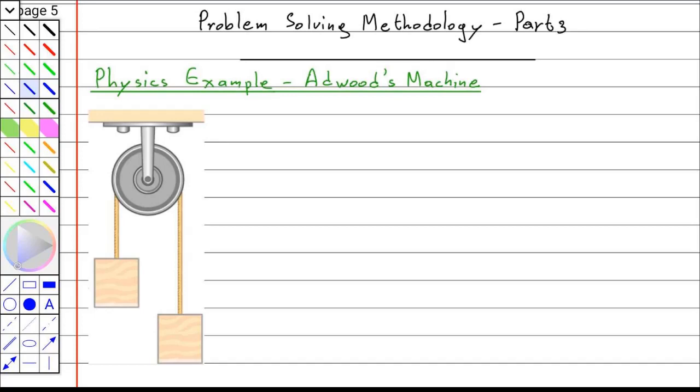This is the third part in our problem-solving methodology, which is going to be covering the physics example. The one that I chose was Atwood's machine, a characteristic example that high school pupils are called to solve. Atwood's machine consists of a pulley and two masses, M1 and M2, one of which is greater than the other. For this example, let's assume that M2 is greater than M1.